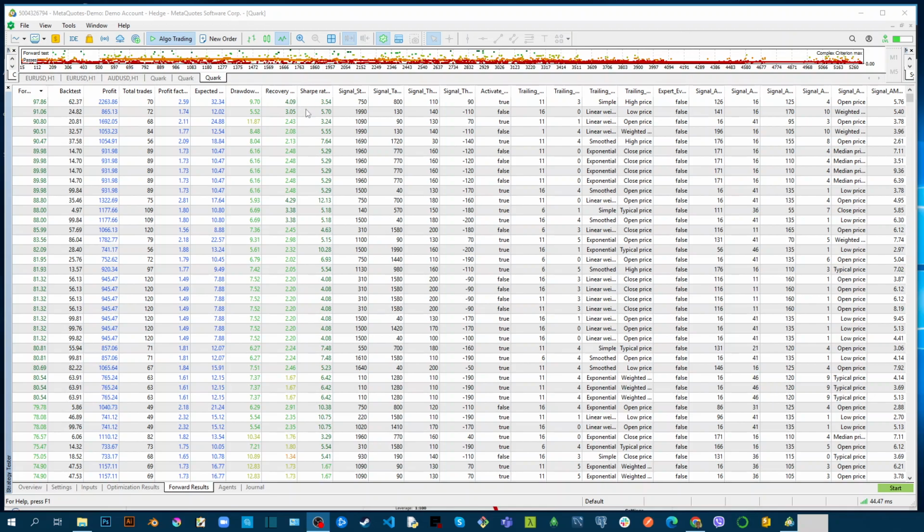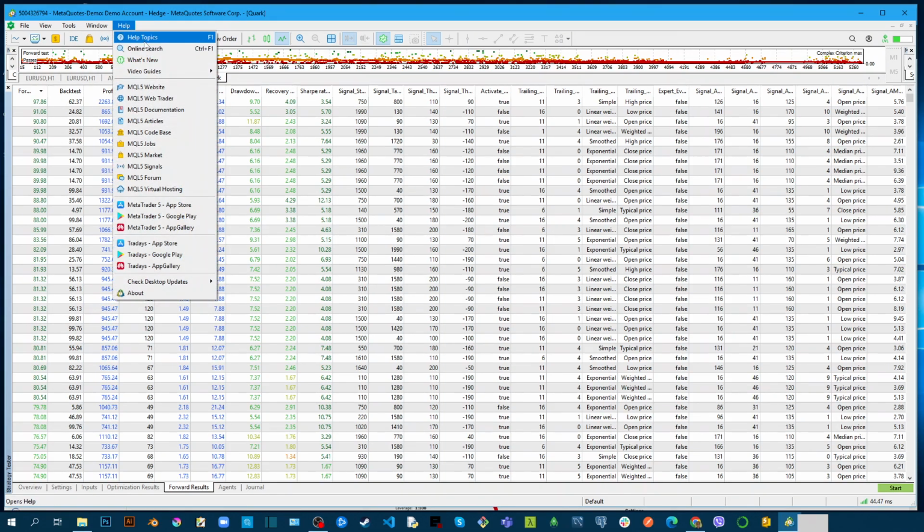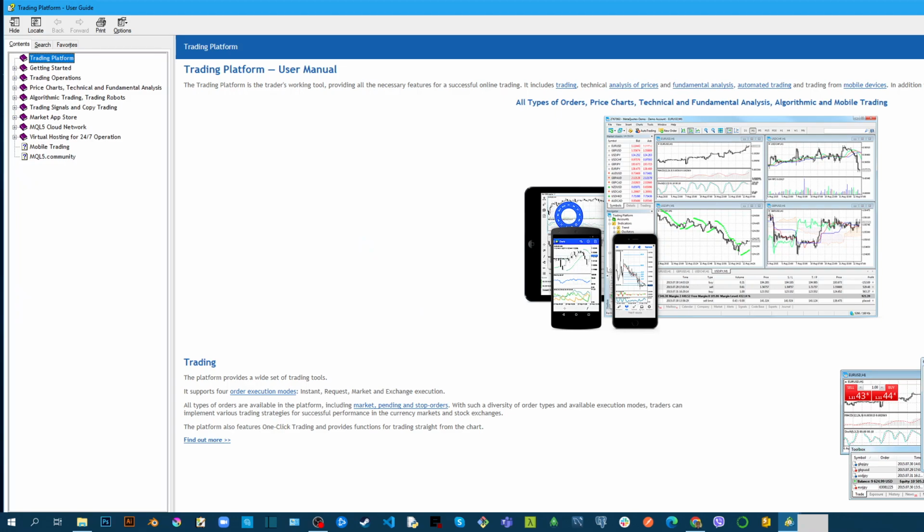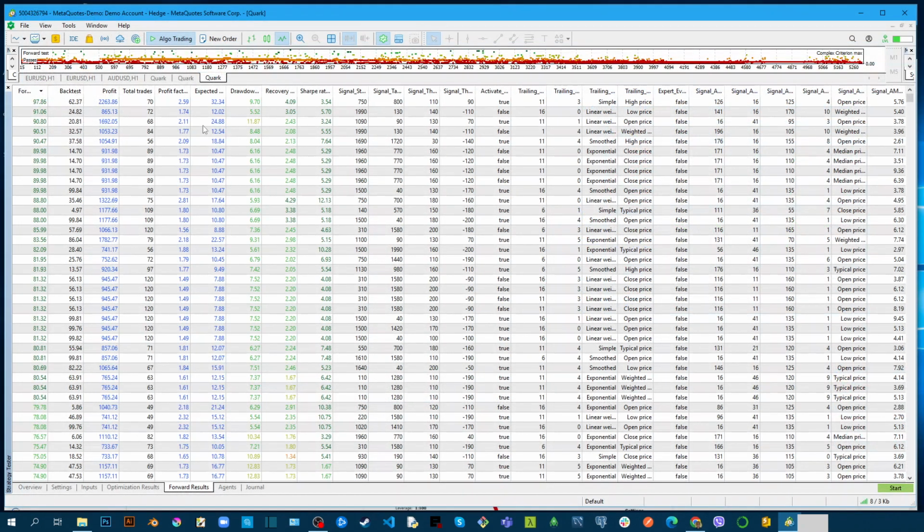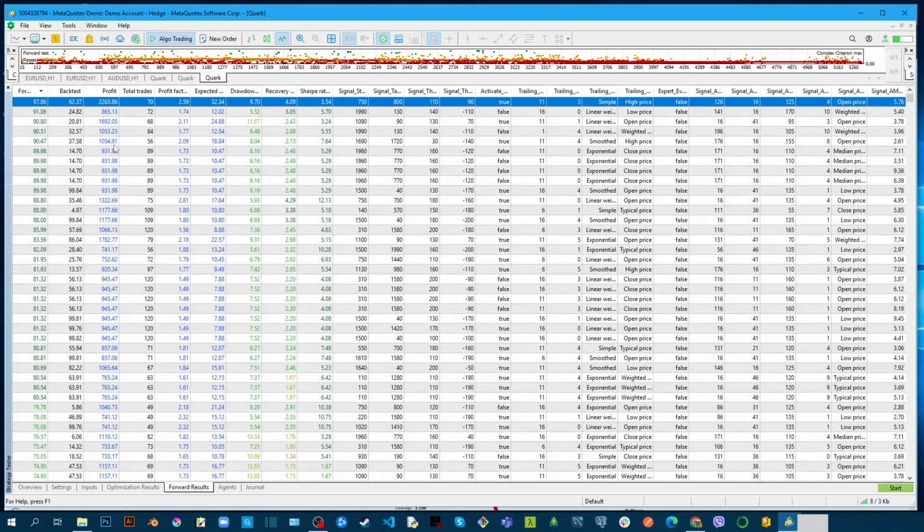So if you don't know what this field means, go to the help and click here help topics, and you will find here information what this field means. So if you are choosing biggest profit, and this field it's not okay, so maybe that is not the best choice to use biggest profit.